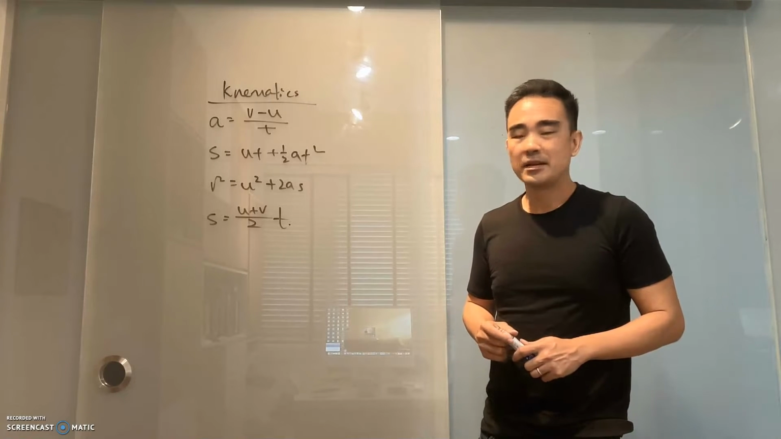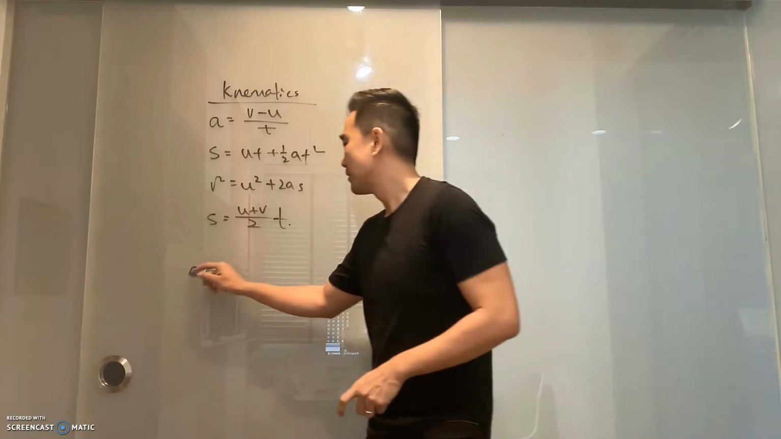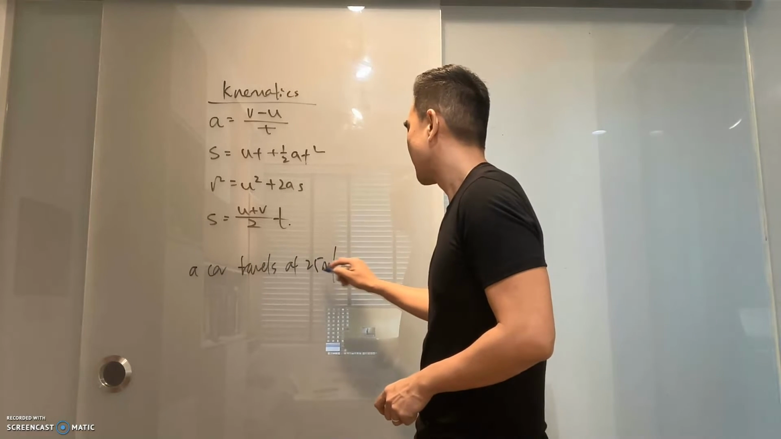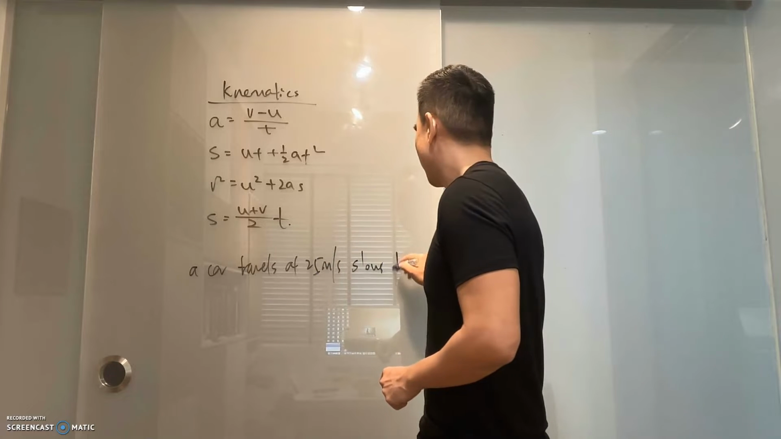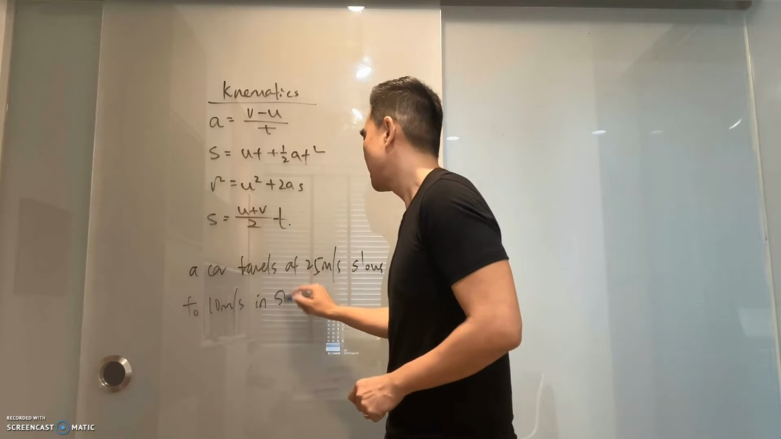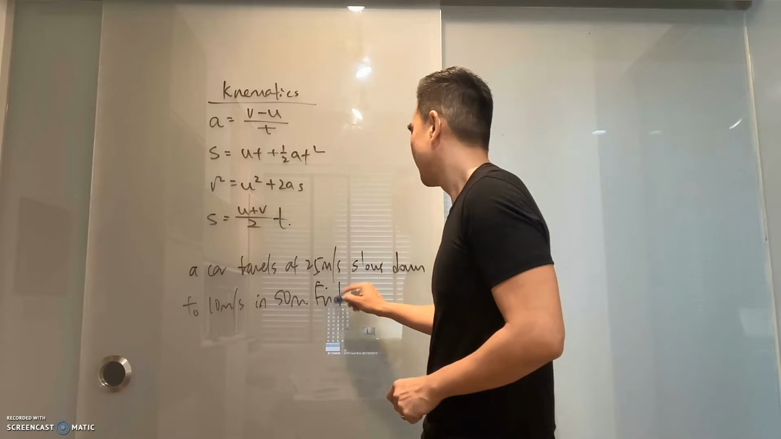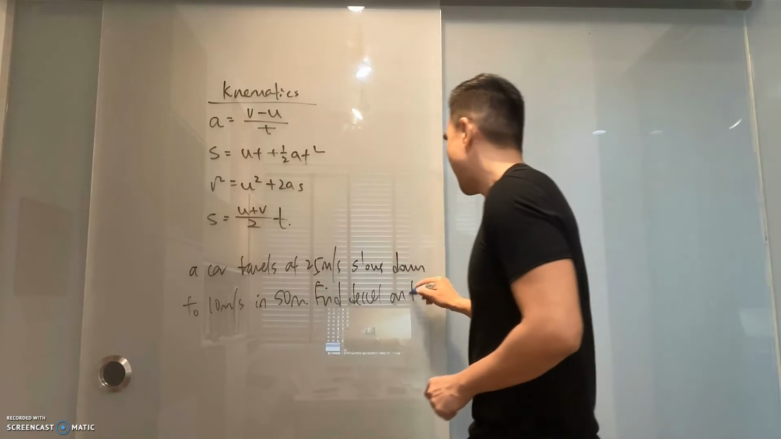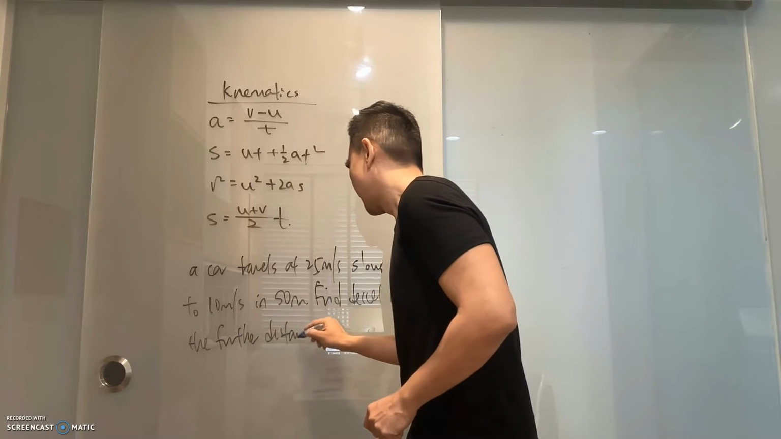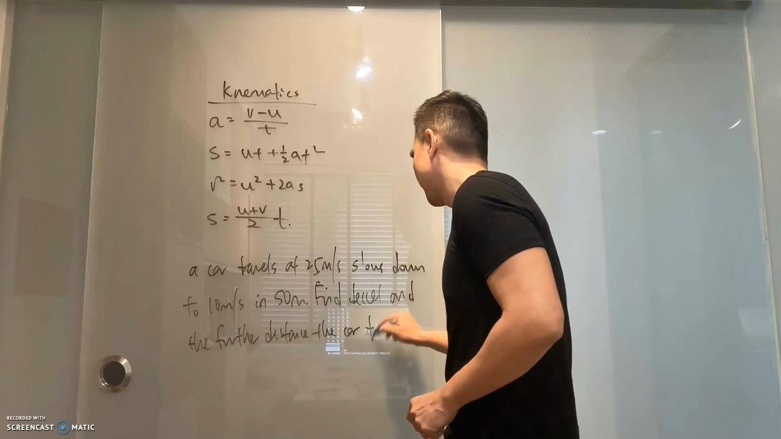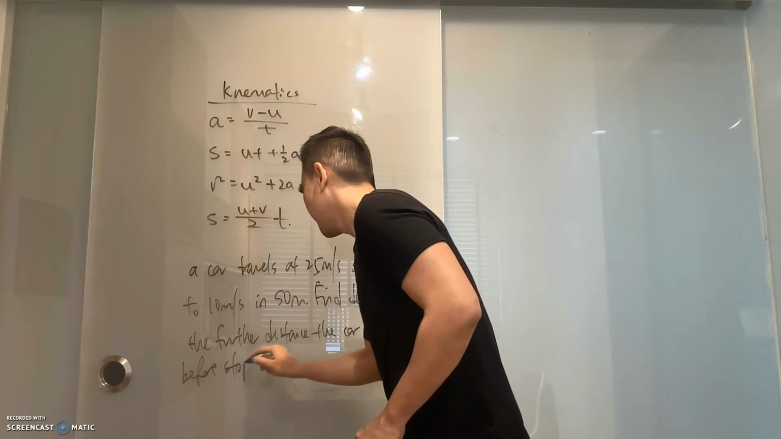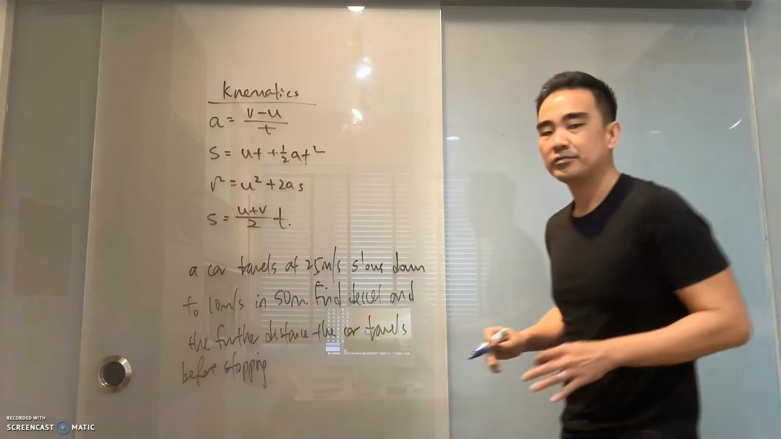Now, if we are given a question, say for example, a car travels at 25 meters per second, slows down to 10 meters per second in 50 meters. Find the deceleration and the further distance the car travels before stopping. Okay, so how are we going to handle this question?